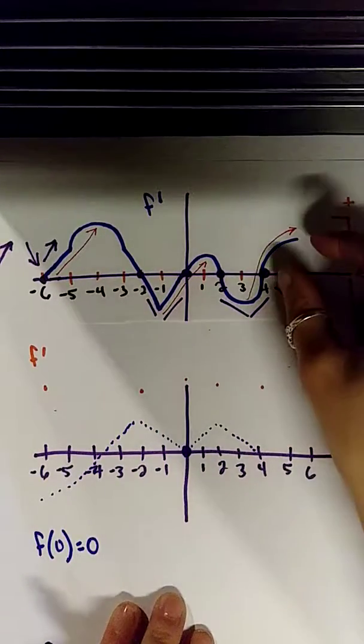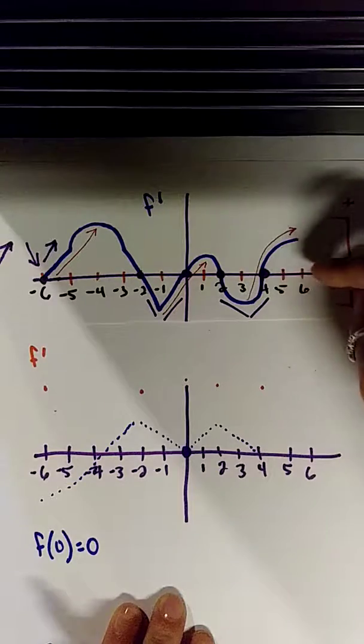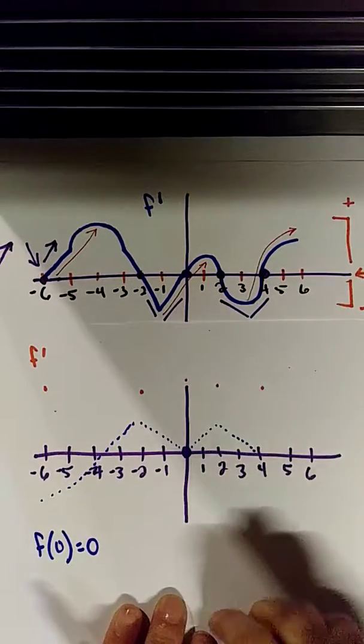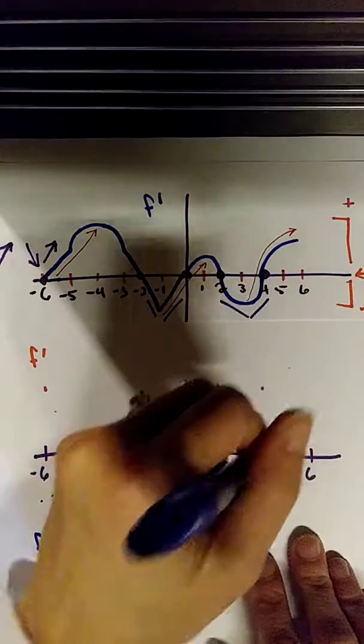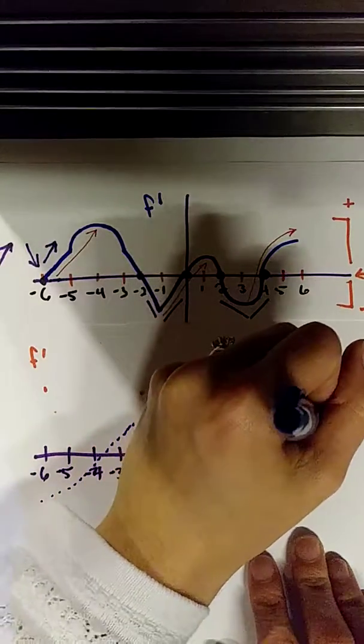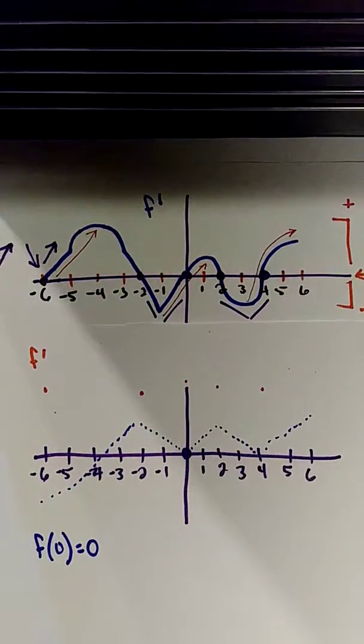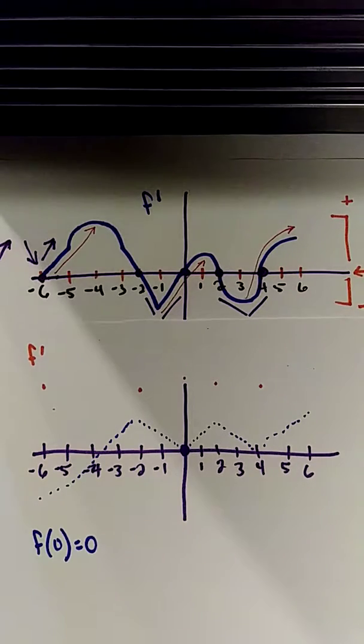Then there's one more place I haven't talked about yet. It's right over here from 4 to 6. I am above the x-axis, so we now know that means that I'm increasing. So between 4 and 6, I'm going uphill again. Now, I don't really know how this is happening. I know it is happening, but I don't know how.